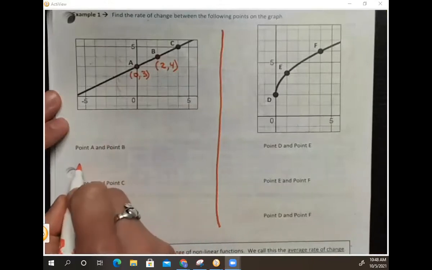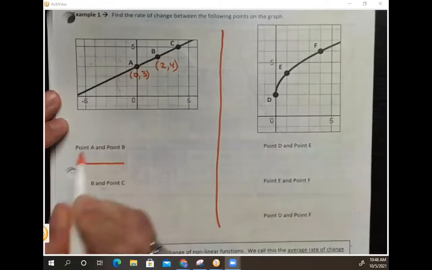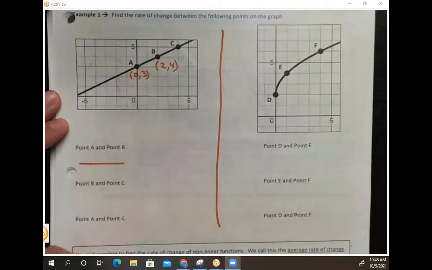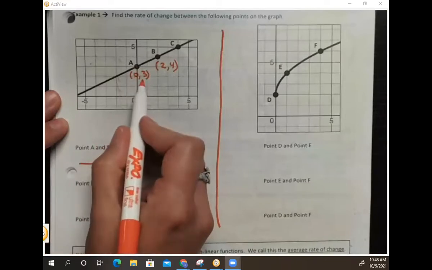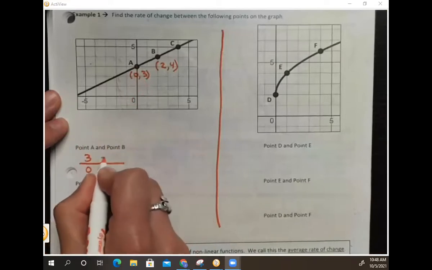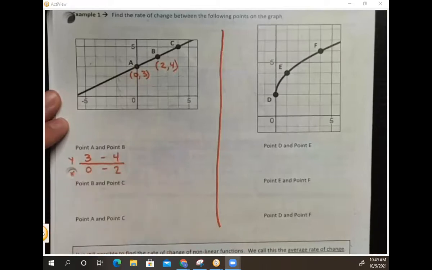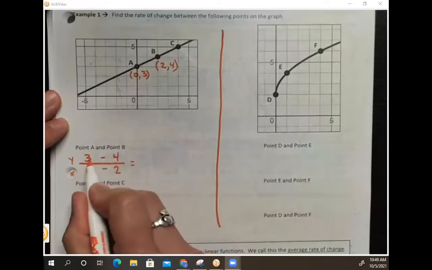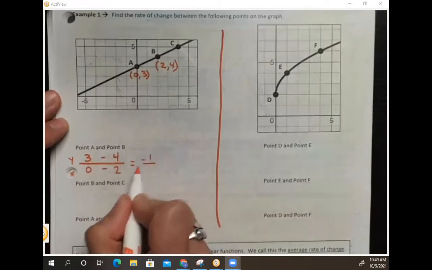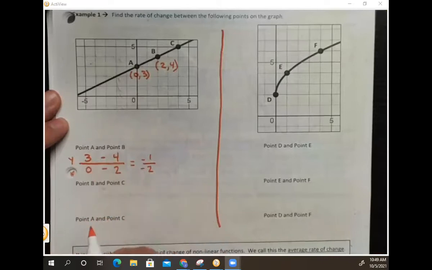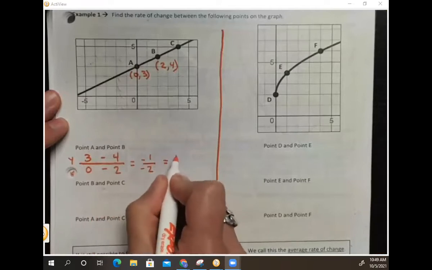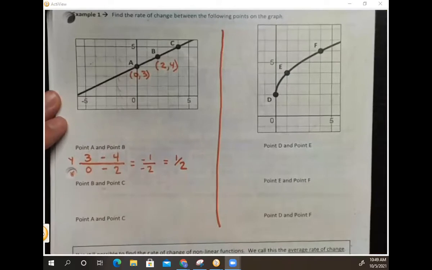Okay, so remember, when I find slope, y on top, x on bottom, and I want to line up the values that come from the same point, that come from the same coordinate. So this would be 3 over 0 minus 4 over 2. Remember, y on top, x on bottom. And then I want to simplify. 3 minus 4 is -1. 0 minus 2 is -2. Negative over a negative would be a positive. And then we won't simplify 1/2 anymore. There's nothing else for me to do there. I just have positive 1/2 for my slope. Okay. Same thing that we've done the last couple of lessons.